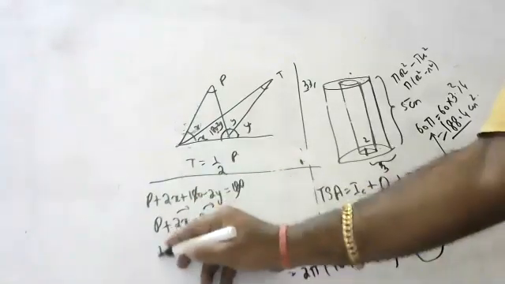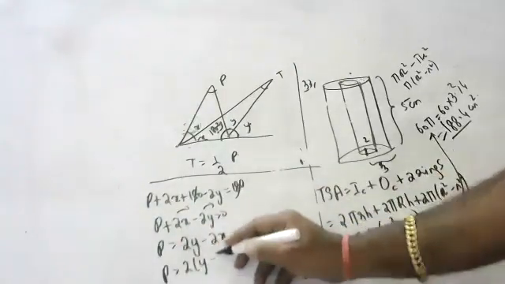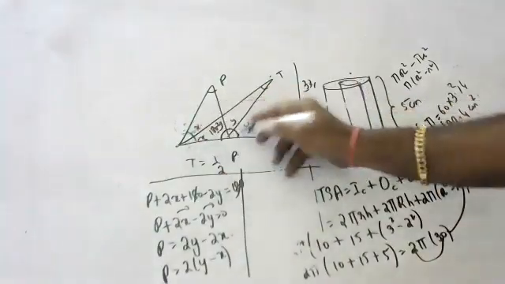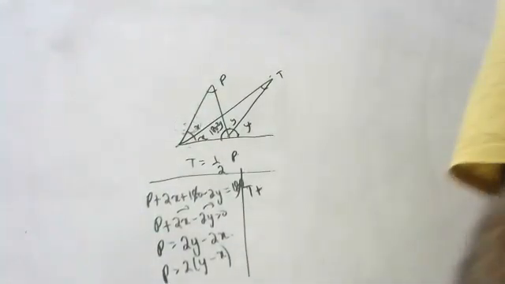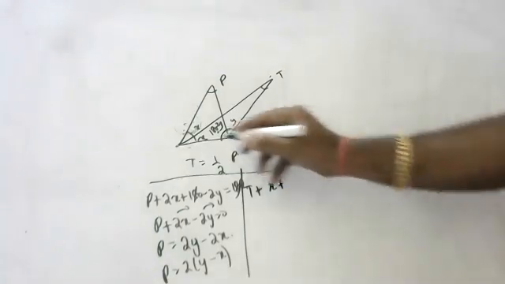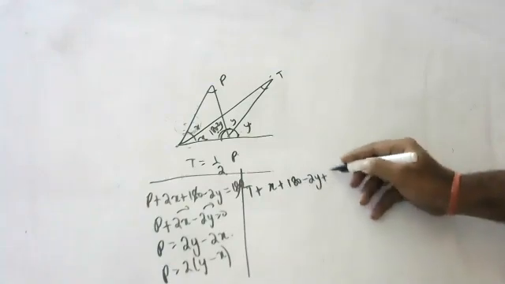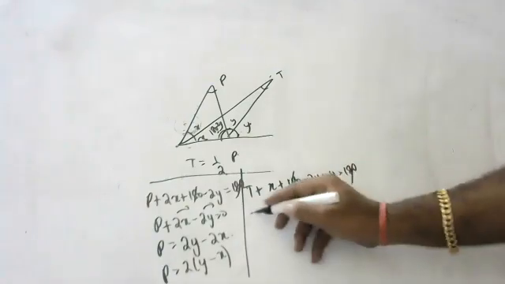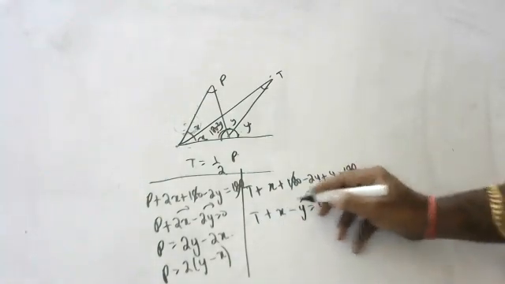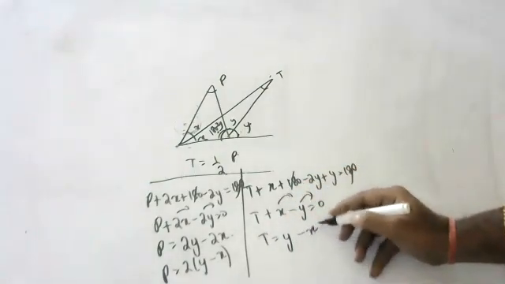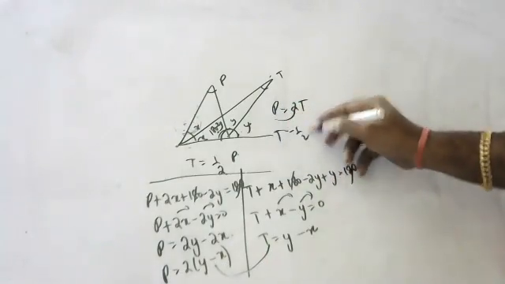So P is equal to 2 times of y minus x. Now for this triangle, angle T plus x plus 180 minus 2y plus y is equal to 180. 180 cancels. T plus x minus y is equal to 0. T is equal to y minus x. So T is equal to half of P.